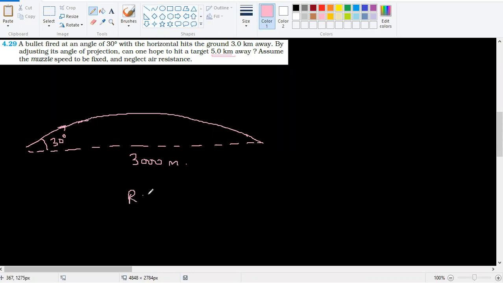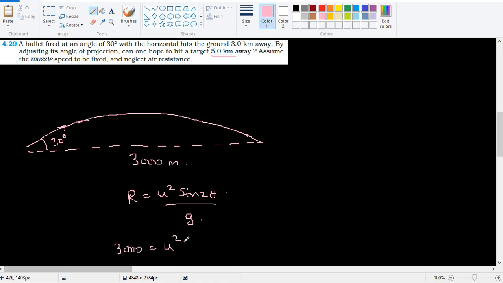So range, you know that range is equal to u squared sine 2 theta by g. Sometimes it's very handy to remember these final formulas. If you don't remember, then you have to start from the basics and quickly derive this. So range is 3000 here.